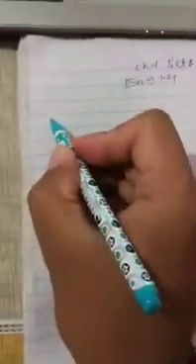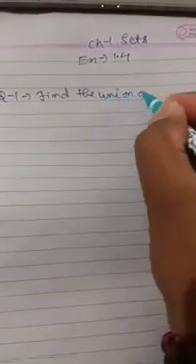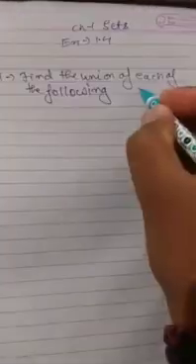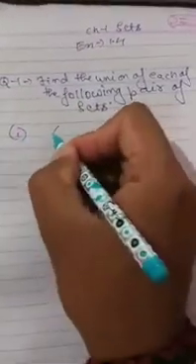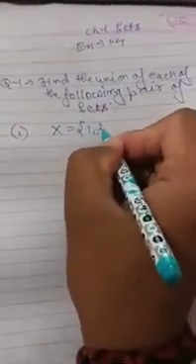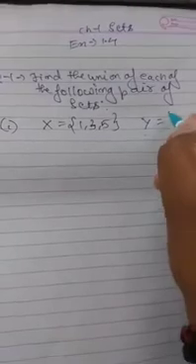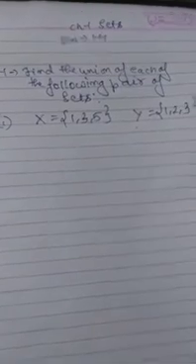Okay, so question number 1 is: find the union of each of the following pair of sets. The first question is X = {1, 3, 5} and Y is given as {1, 2, 3}. We have to find its union.